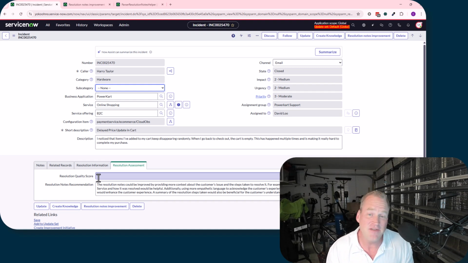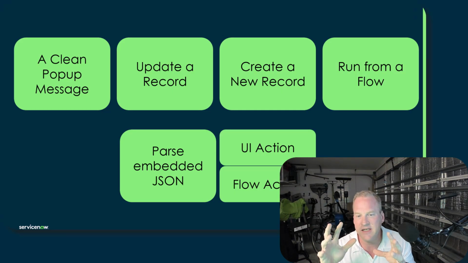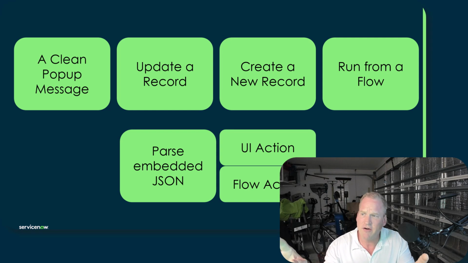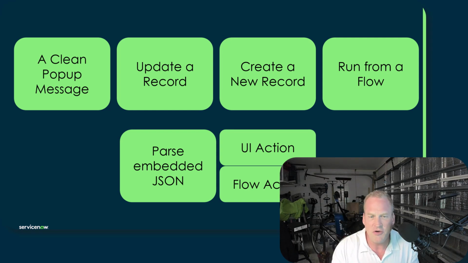So thanks, folks. We've walked through a bunch of different interesting and fascinating capabilities. The focus was on how we operationalize these Now Assist AI agents. You can pop up a message, update records, create records, run them from flows, give it JSON, have it give you HTML, put them in UI actions, put them in flow actions, you can really do anything.